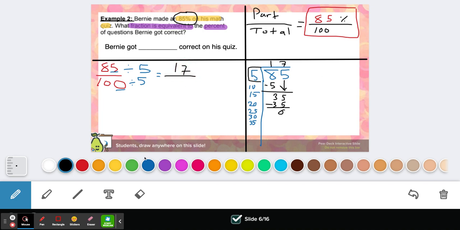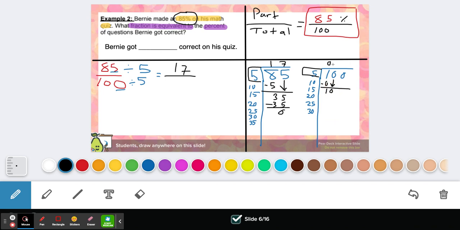Now my 100 divided by 5. Let me continue with the same: 100 divided by 5. So 5, 10, 15, 20, 25, 30, and I'm going to stop here. Can 5 go into 1? It cannot, so I'm going to write 0. 5 times 0 is 0. I subtract, I get 1. I need to bring down this 0.